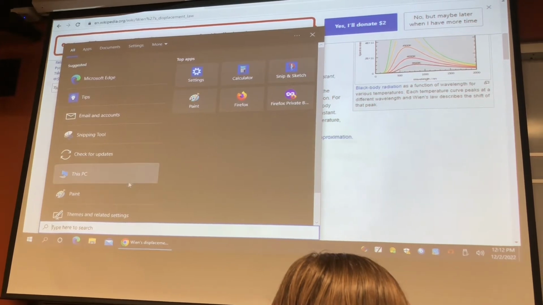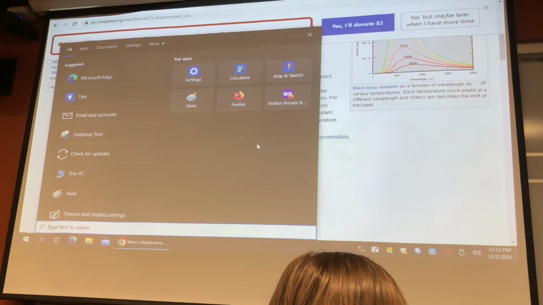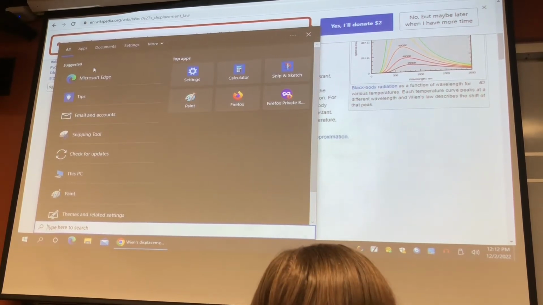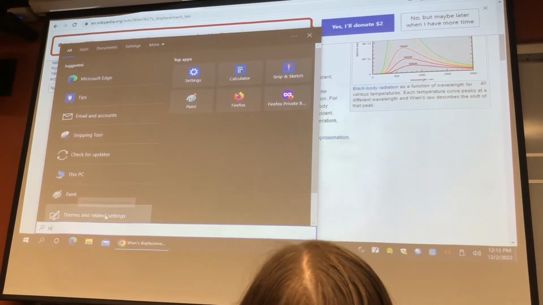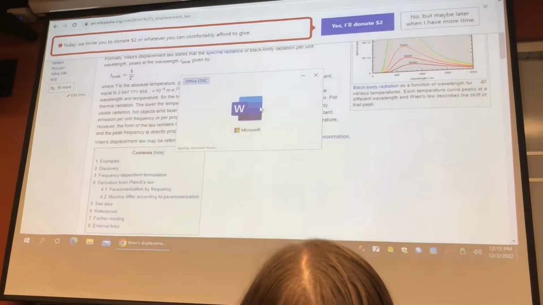Anybody know how to use a PC? How do I find a Word doc? Just type in Word. Over here? You can just type in Word. Oh, nice. Thank you. Yeah. I feel like people who have Macs are like crippled.